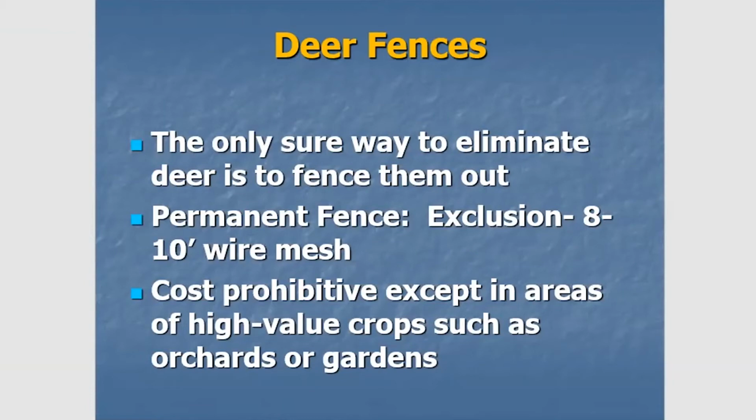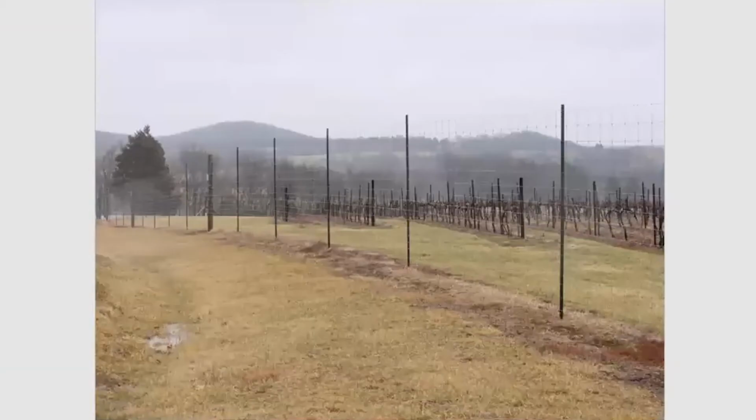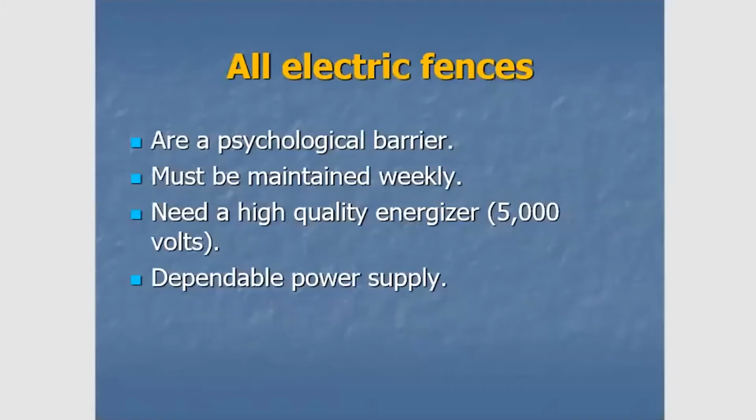Some of the fencing, such as the exclusion fence, the 8 to 10 foot wire mesh, is a more permanent design and fairly expensive, except if you're dealing with high-value crops where you need to invest that type of money. These types of fences can certainly be very effective in preventing deer from entering an area and causing problems.